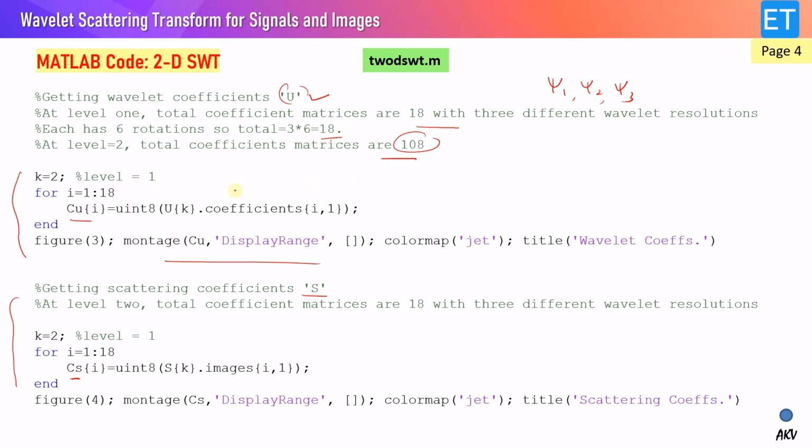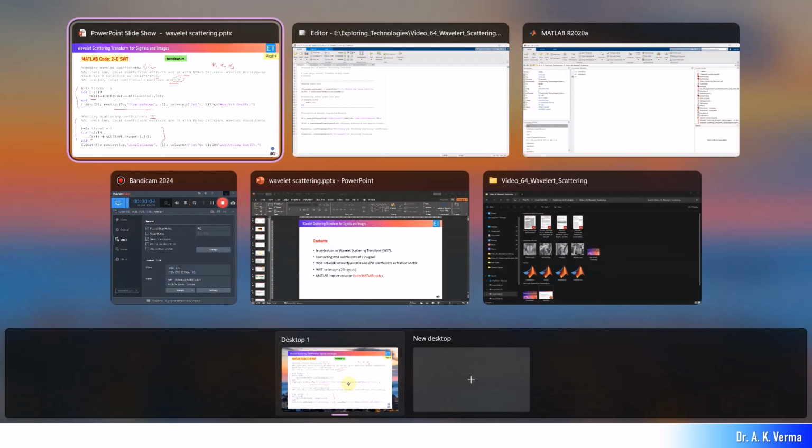With the first section, I am getting all the U coefficients, meaning wavelet coefficients. I will get a total of 18 matrices having the wavelet coefficients, and with this section, I am getting all the scattering coefficients, all 18 matrices here. So now let me run this program in MATLAB and show you all those coefficients.